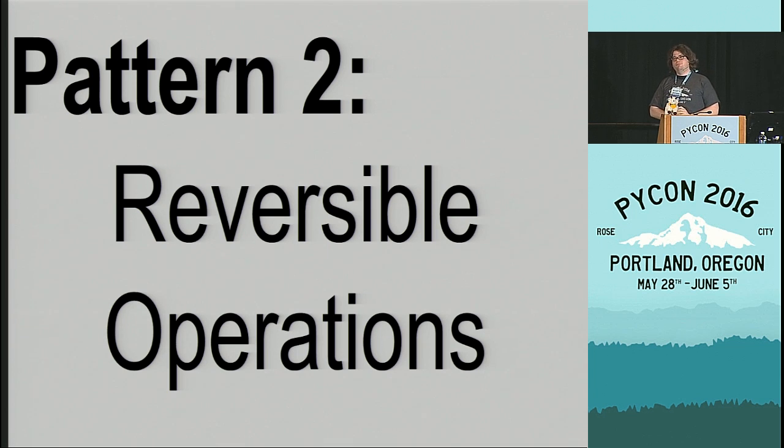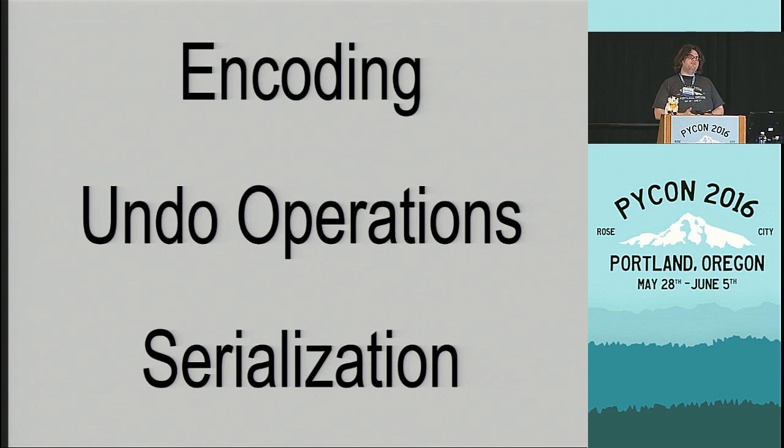Pattern 2, reversible operations. So the idea here is if you have something that can be undone, you have a property which you can test. Some examples of when you use this pattern are encoding operations, undo operations, and serialization. I'm going to focus on serialization for my example.